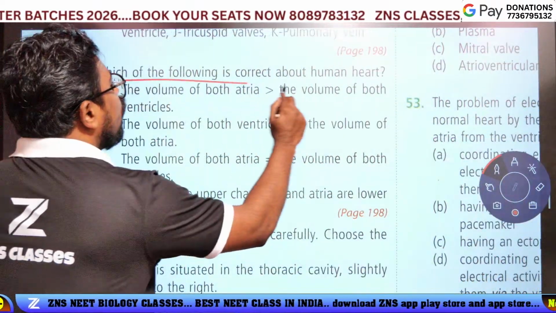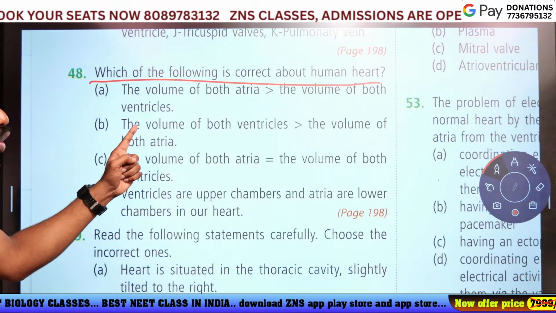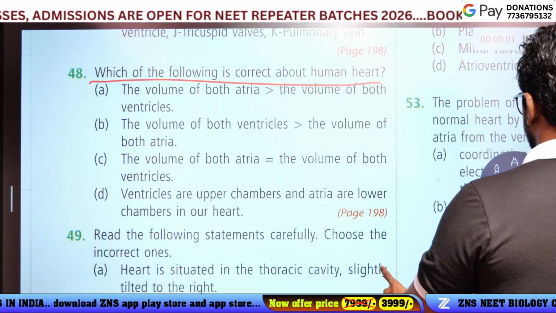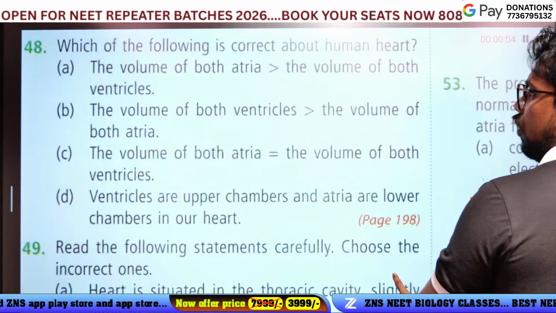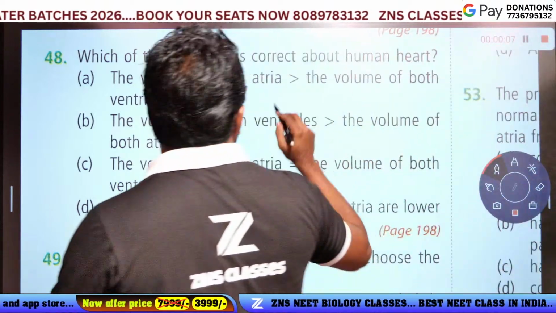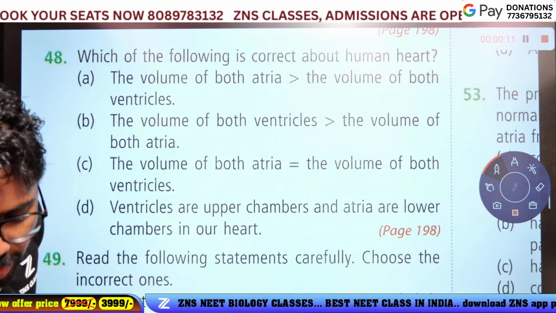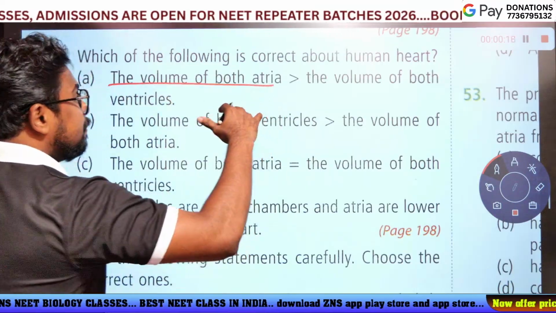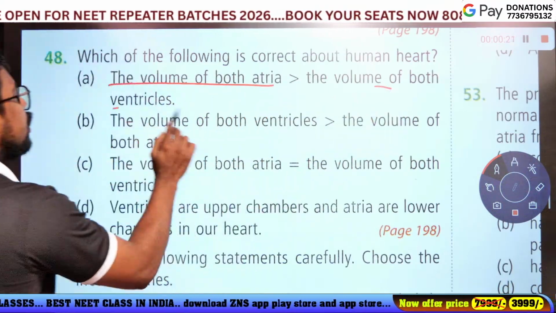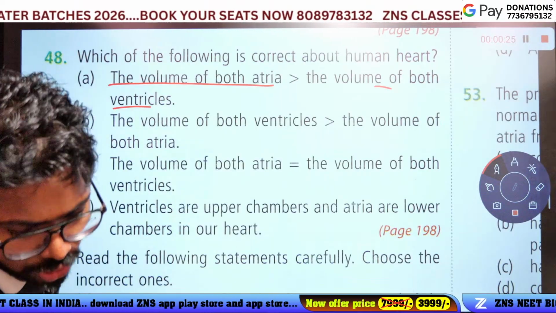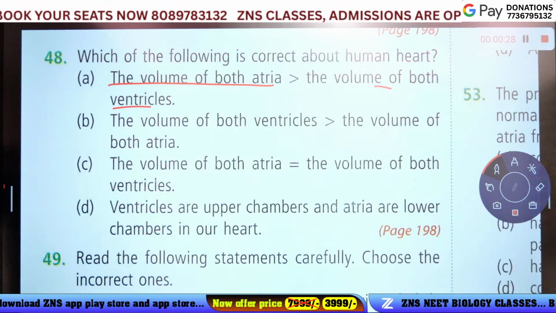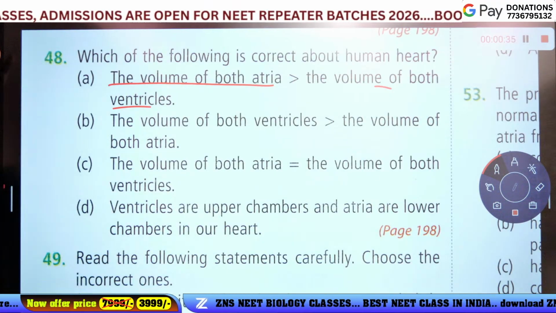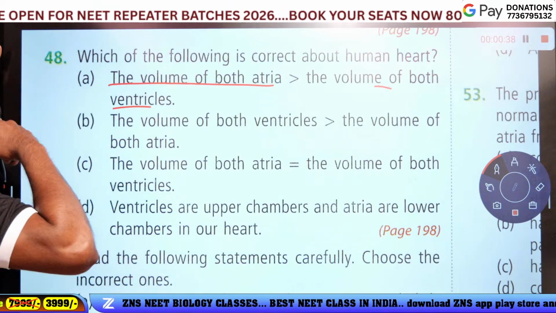Good question. Which of the following is correct about the human heart? The volume of both atria is bigger than the volume of both ventricles. Is it correct? Give me the answer, anybody, come on, quick. No, the ventricle volume is big, the atrium is small.